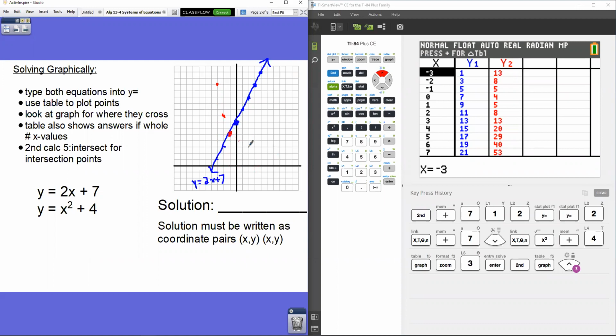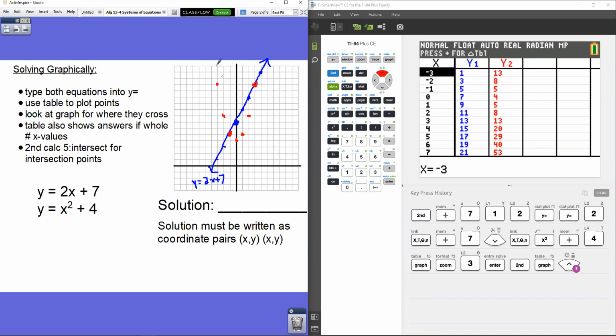I have 0 and 4, over 0 up to 4. I have 1 and 5. I have 2 and 8. I have 3 and 13. So there's my points in the red.